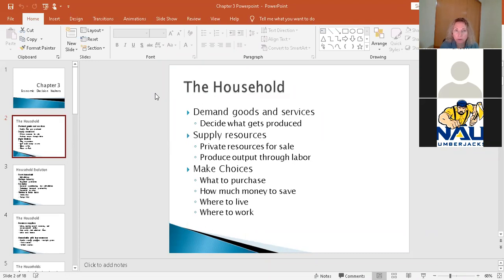Where to live, again, big economic decision that households have to make. Where you live determines your job. It determines your standard of living, how much you can have, what size house you can have, what kind of goods and services are available to you, your quality of life. So it's not just monetary, right? Your quality of life is determined by the place that you live. That's a big choice that households make.